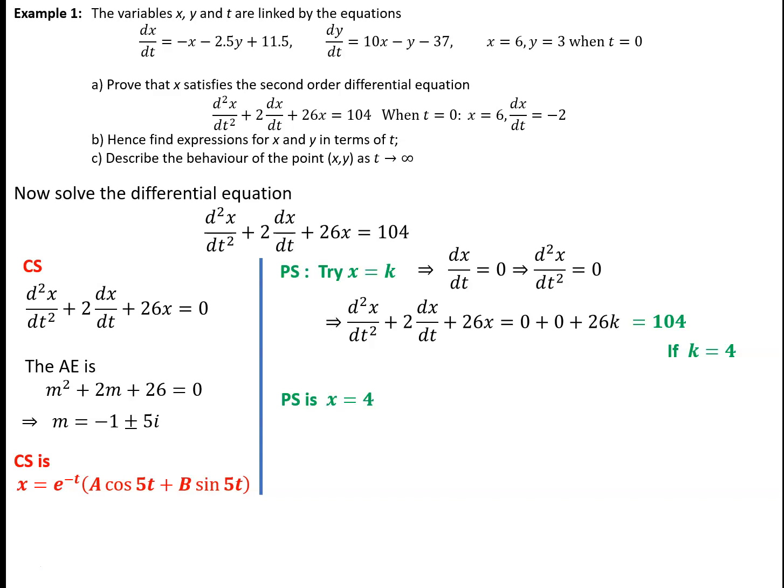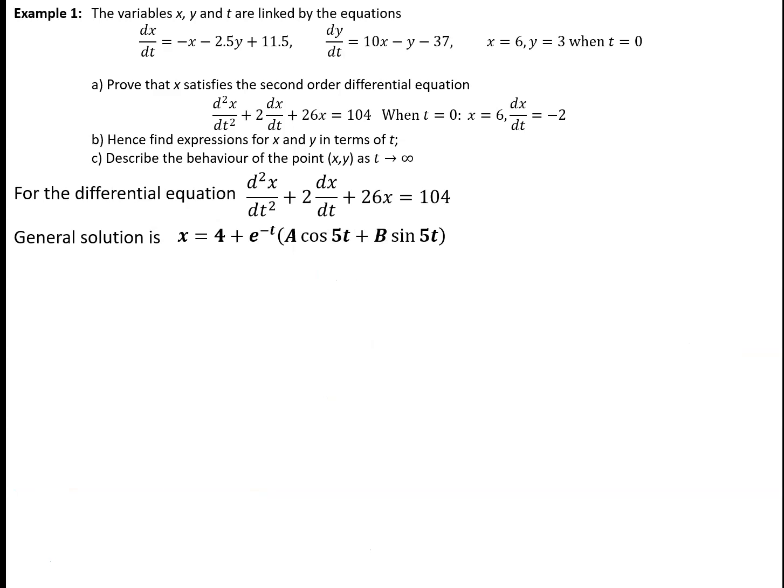So we've now got a general solution of the differential equation of x equals 4 plus e to the minus t times a cos 5t plus b sin 5t. But we want the solution that gives x equals 6 and dx by dt equals minus 2 when t equals 0. So we've got a little bit more work to do before we've got the expression for x. So we've got the general solution there.